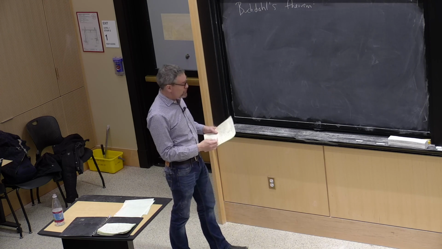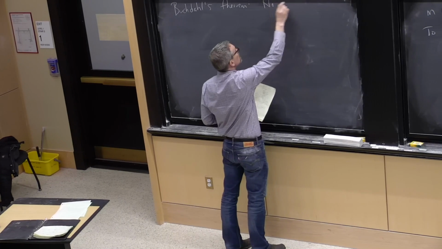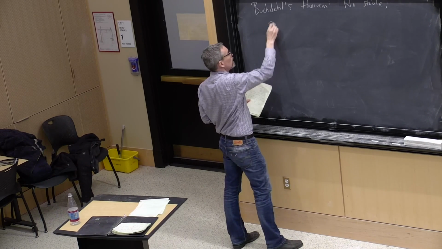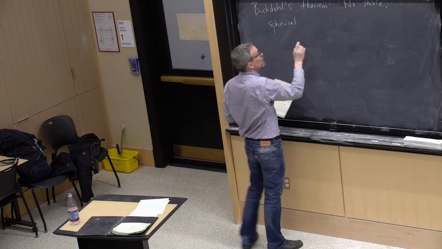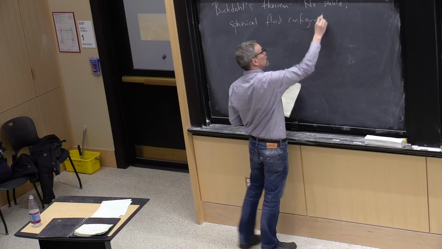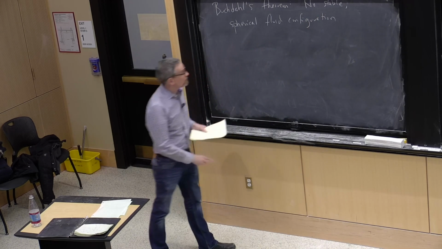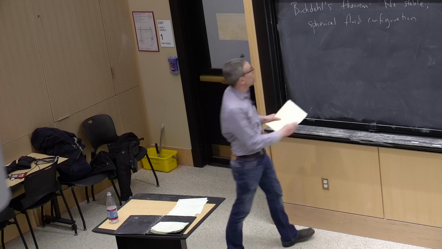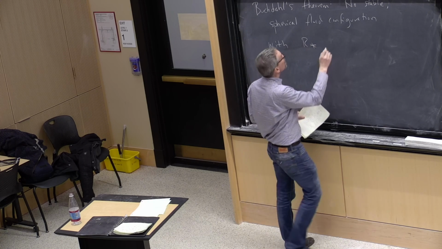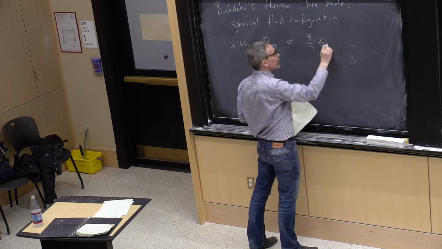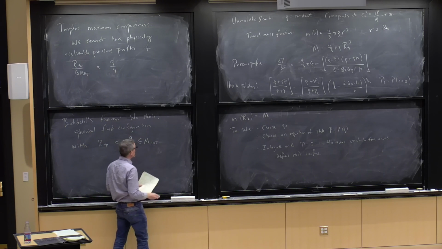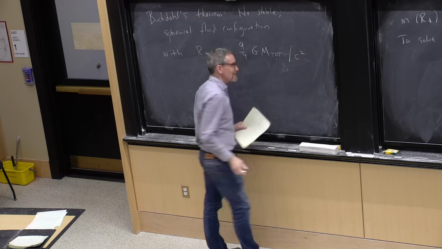Buchdahl's theorem tells me that there is no stable spherical fluid configuration in which the configuration's radius is smaller than 9/4 of GM total. For those of you who like to put factors of c in there, divide by a c squared.